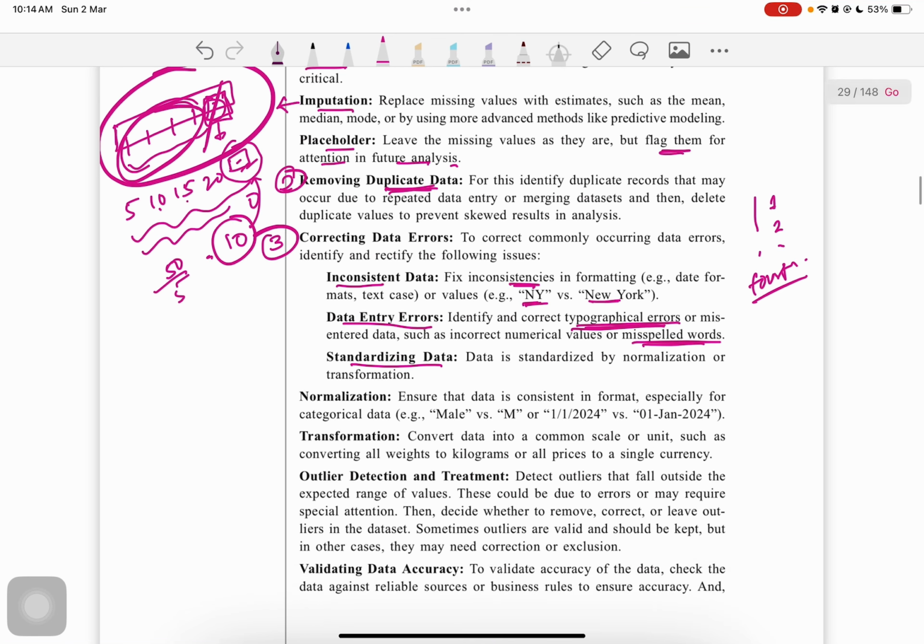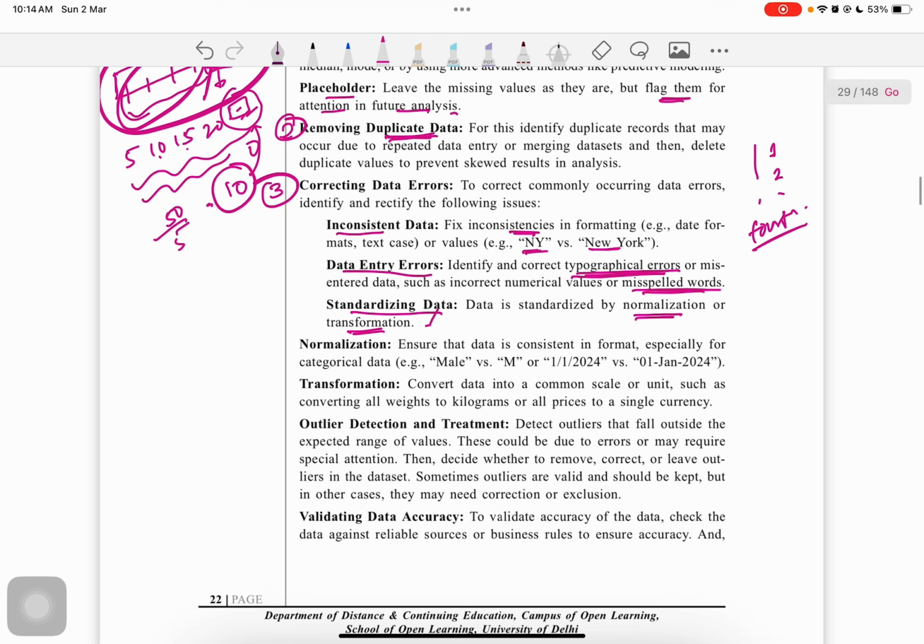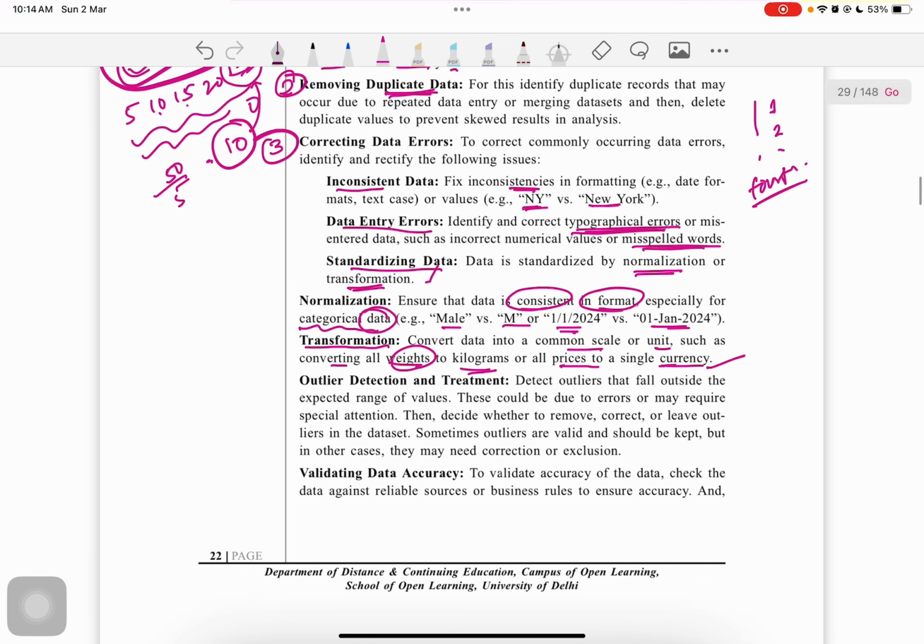Data entry errors: identify and correct typographical errors, for example misspelled words, which are data entry errors. Standardization is done by normalization or transformation, which we have studied earlier. Normalization is ensuring the data is consistent in format, especially categorical data like male and female or date formats. And transformation is converting the data set into a common scale or unit, such as converting all the weights into kilograms or all prices into a single currency. For uniformity, we can say uniformity should be there in data for the analysis purpose. This is the consistency.